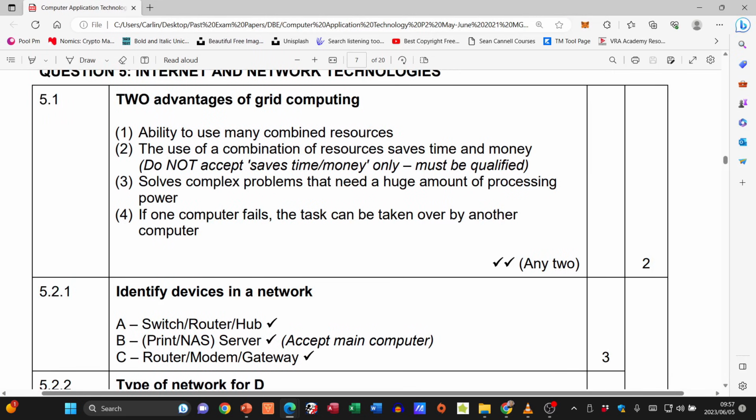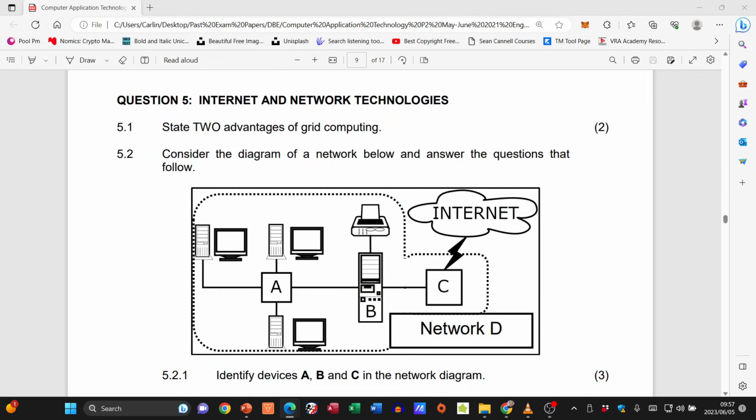Here they tell us the use of a combination of resources saves time and money. When we mark, we don't just accept "saves time and money." You need to qualify that statement. How does it save time and money? Okay, so that'll be one of the answers. And then you could also say it solves complex problems that need a huge amount of processing power. And if one computer fails, the task can be taken over by another. So there are a number of advantages to grid computing.